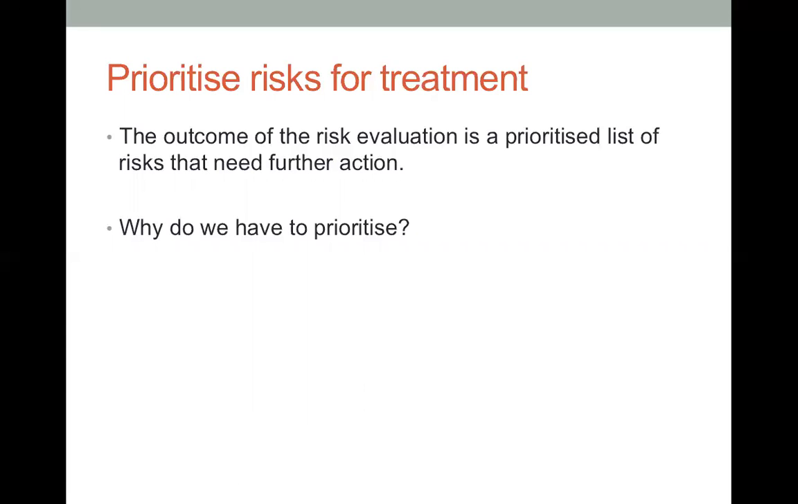Because the outcome of risk evaluation is leading us to the risk level, or level of risk. Now, the level of risk helps us decide which one we need to attack first. So that leads us to risk prioritization. All right, question: why do we have to prioritize the risk?